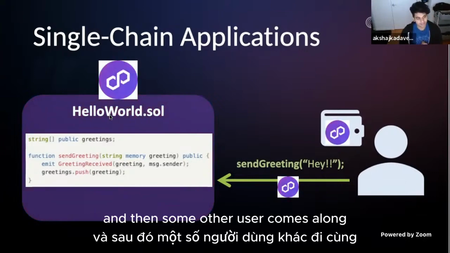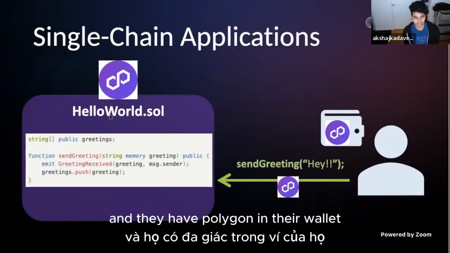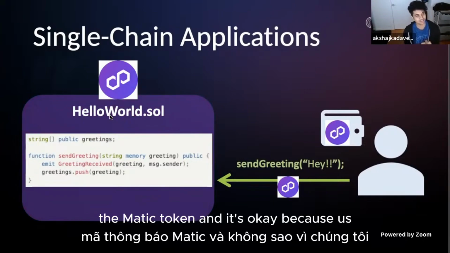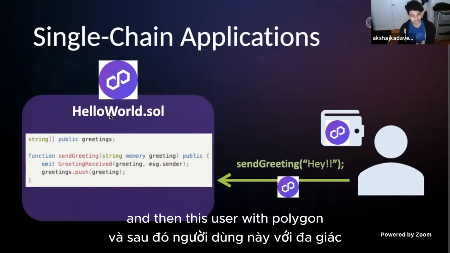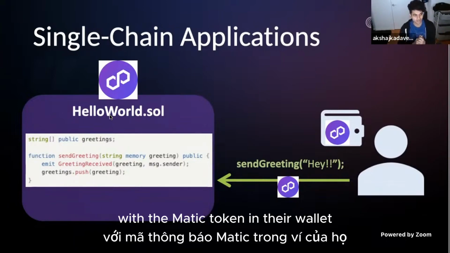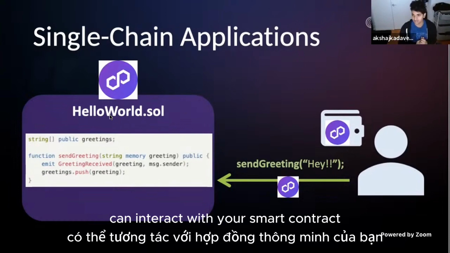And then some other user comes along and they have Polygon in their wallet. They have Matic, the Matic token. And it's okay because you as a smart contract developer deploy your smart contract onto Polygon as well. And then this user with Polygon, with the Matic token in their wallet, can interact with your smart contract.